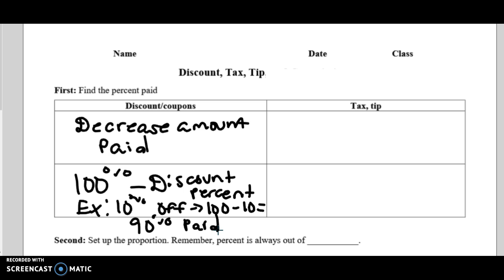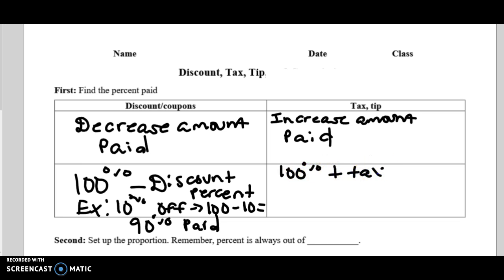Now, tax and tip add on to the cost of my bill. If you go out to a restaurant and get dinner, you should pay your server a tip. A lot of times people pay the server 10 or 20% of their original bill, so it increases the amount paid. Because it increases the amount paid, it increases the percent paid. So we're going to do 100% plus the tax or tip percent.